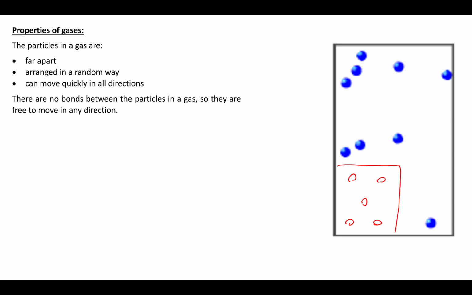So, properties of gases. The particles in a gas are far apart, arranged in a random way, and can move quickly in all directions. There are no bonds between the particles in a gas, so they're free to move in any direction. The speeds are random as well. Some particles in a gas will move faster than others. It's kind of a distribution of speeds. A lot of the particles will move at a similar speed, but there'll be some faster ones and some slower ones.